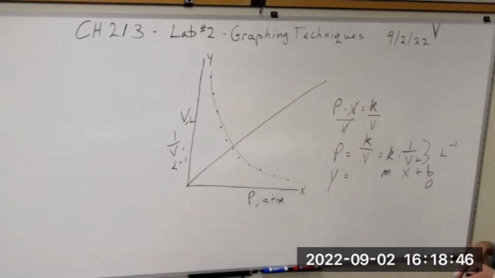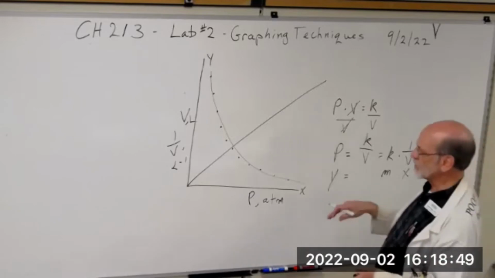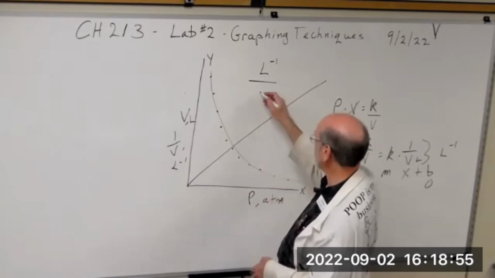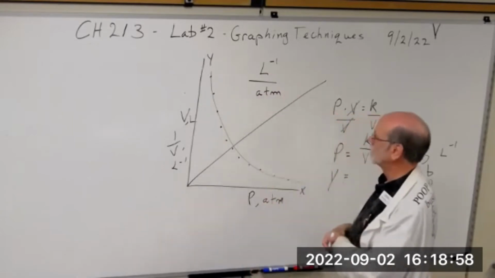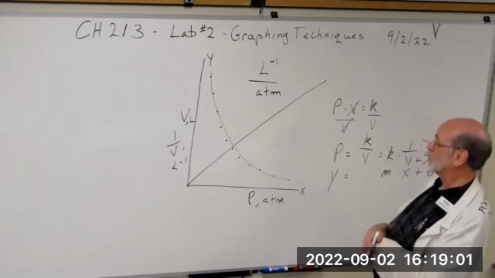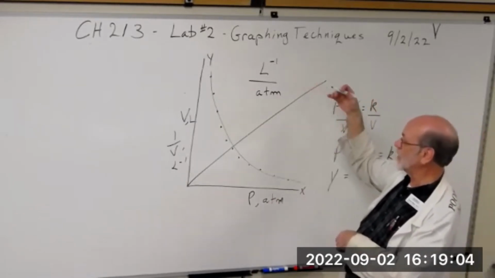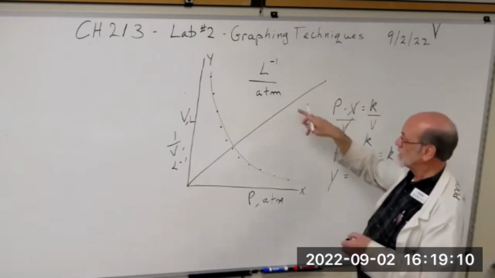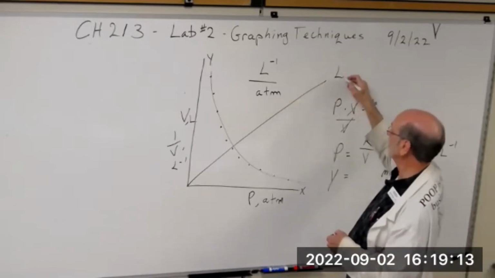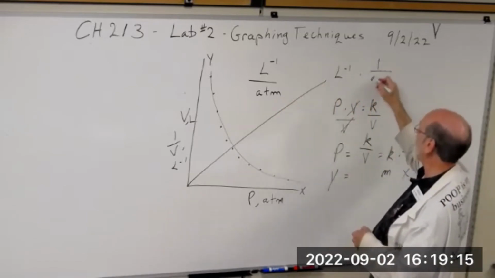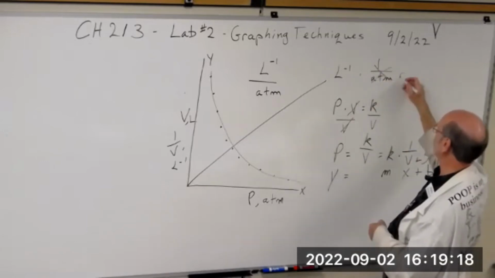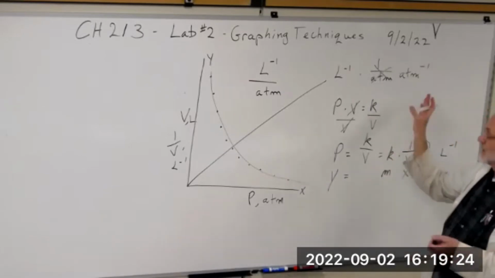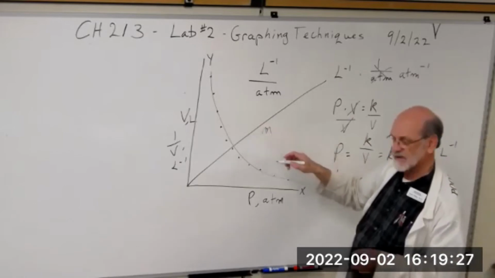But what are the units of measure for the slope? Well, it's going to be a change in Y divided by a change in X. It would be liters to the minus 1 divided by atmospheres. That's a little difficult to print. So this is also equal to liters to the minus 1 times 1 over atmospheres, which is the same thing as atmospheres to the minus 1. So liters to the minus 1, atmospheres to the minus 1 is the units of measure for the slope. Okay?